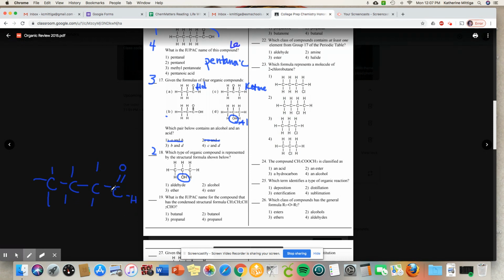Meth, eth, prop, bute. So we've got to have bute as our prefix. And then what do you call this? This is an aldehyde. So this is butanal. Butanal. Okay, going back up here.